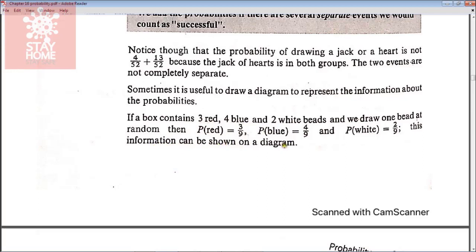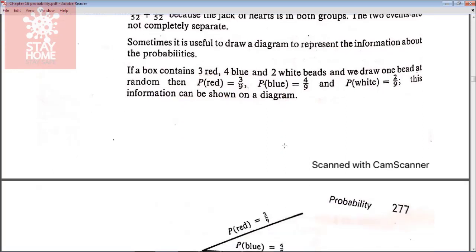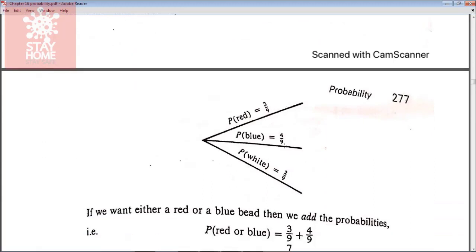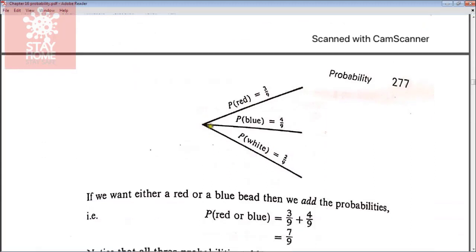Information can be shown in the diagram. Now we will try to show this in a diagram of probability. We have a box. For example, this is a box. The starting point is a box, and we need to divide this into the 3 categories: red, blue and white. Probability of red 3 over 9, blue 4 over 9, white 2 over 9.